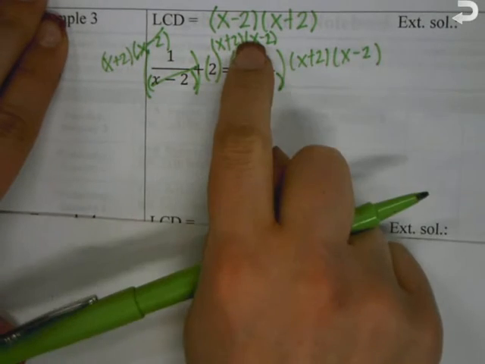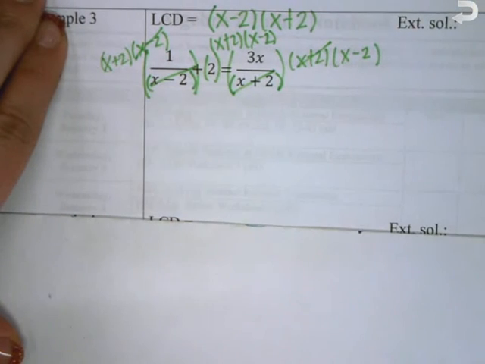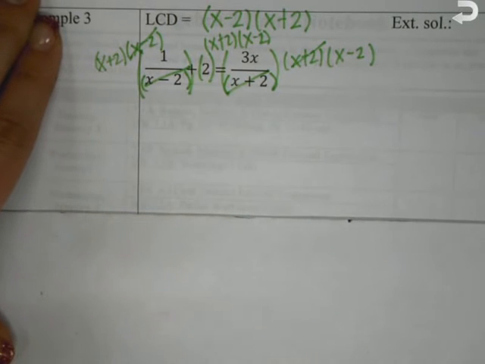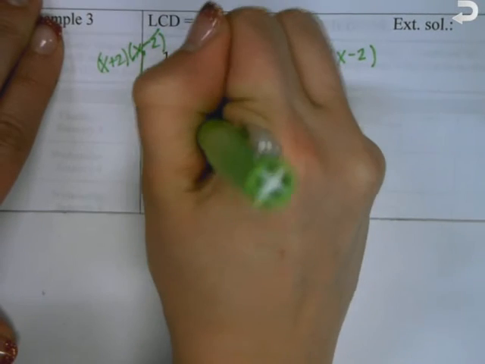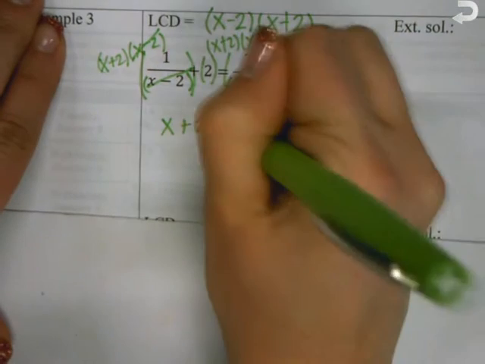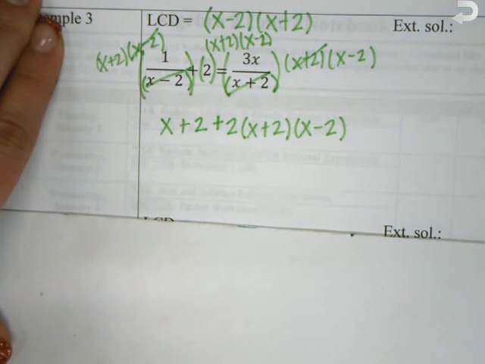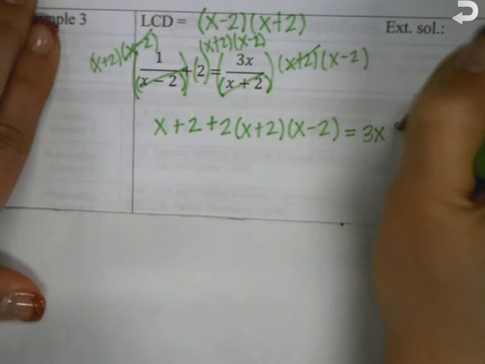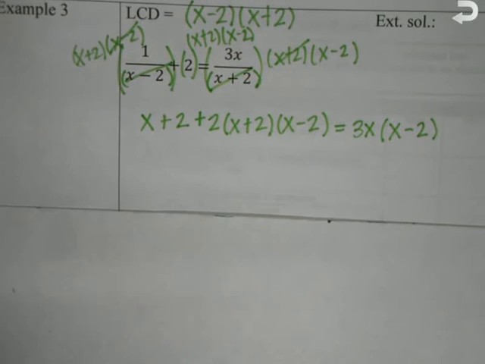So after we do that, we're going to do our multiplication. I have 1 times x plus 2, which is just x plus 2, plus 2 times x plus 2 times x minus 2 equals 3x times x minus 2. Okay, and then let's distribute and combine like terms.